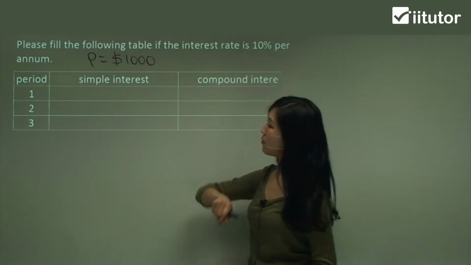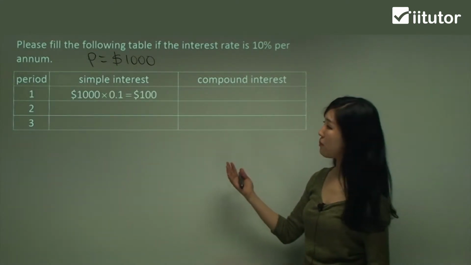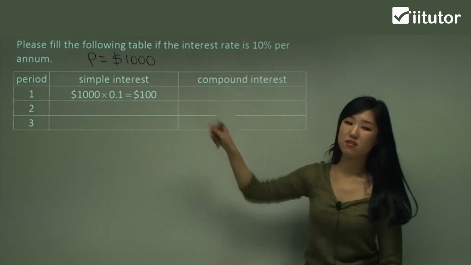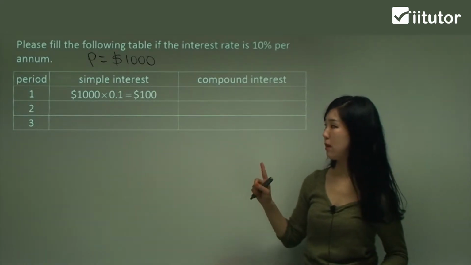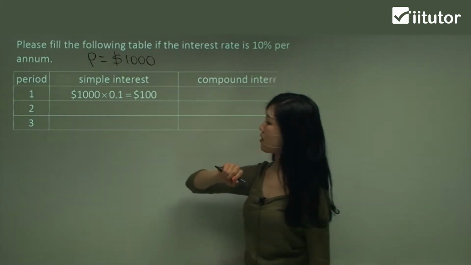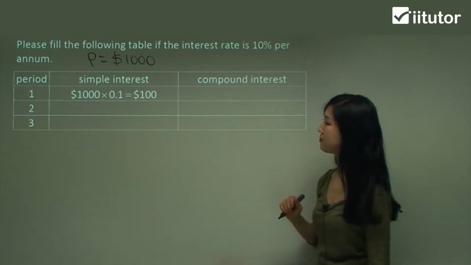Okay, let's have a look at the simple interest. Simple interest charged will simply be, for the first period, the principal value times the rate. And it's just one period, so you don't have to multiply it to any period. It's just going to be multiplied by 1. So I'm just going to put 1,000 times 0.1. So in the first period, we're going to be charging $100. Okay, so it's very simple.